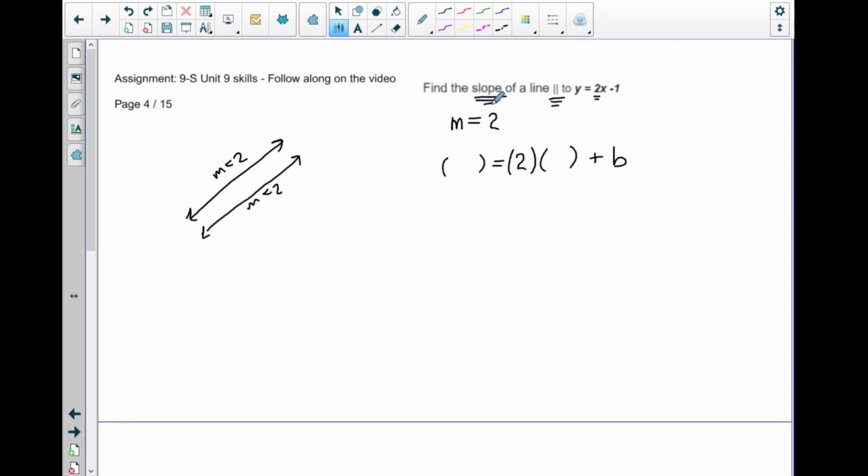Remember I said to read carefully, and Mr. Campbell didn't. So this is a great lesson for you. It said find the slope, not the equation of the line. If we had to find the equation of the line, we would do this. But it just said find the slope. So we were actually done at m equals 2. That's like a 2-second problem.